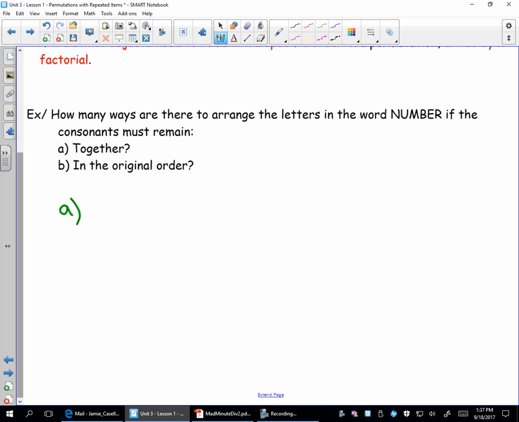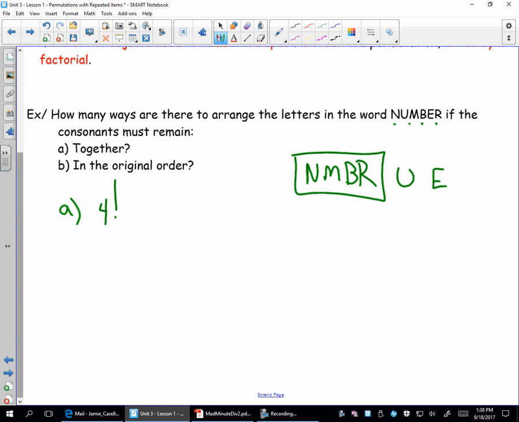Well, if I want the consonants to be together, I've got 1, 2, 3, 4 of them. I don't care what order they go in. There's 4 factorial ways of doing that. And don't forget, we still got to rearrange those vowels also. We got 2 of them. Okay, so my order is I got my N, my M, my B, my R, my 4 things, and I got my U and my E. So I've got really 3 different things to arrange there: my group and my individual items. And within the group, there's 4 factorial ways of doing that. So we're going to have 144.